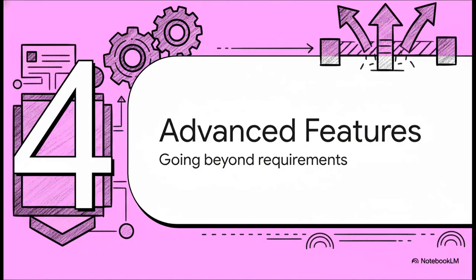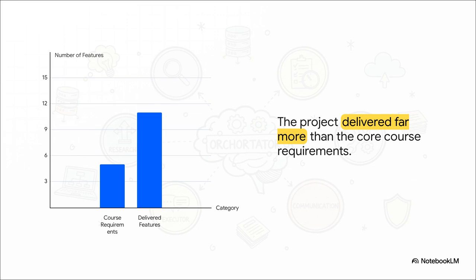You know, this project didn't just check the boxes for the course requirements. It went way, way beyond them by adding features you'd actually expect to see in a real-world commercial application. And this chart just illustrates that point perfectly. The course required a multi-agent system and some tool integration. What was actually delivered? Well, all of that, plus production-grade two-factor authentication, a full analytics dashboard, and a complete user management system. I mean, that is a massive leap forward.